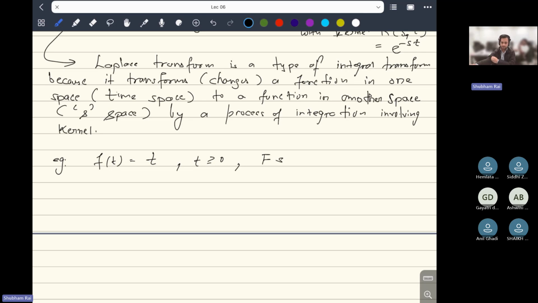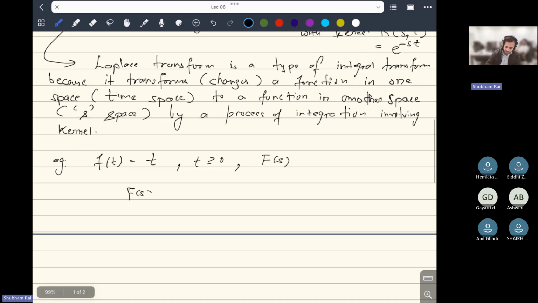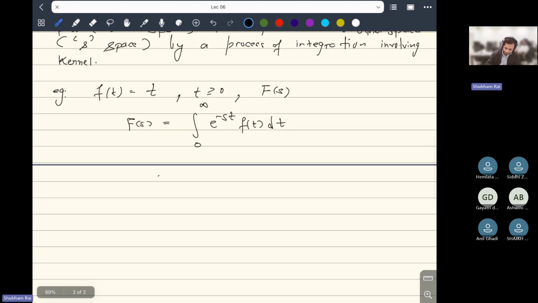Okay. So how will you find it? Tell me. So capital F of s, what was the definition? We just use the definition. So it was 0 to infinity. Whenever we have infinite limits, we call them improper integrals. So improper integrals, you can also write it like this. By definition, it is limit capital T approaches infinity, e raised to power minus st f of t dt. Okay.